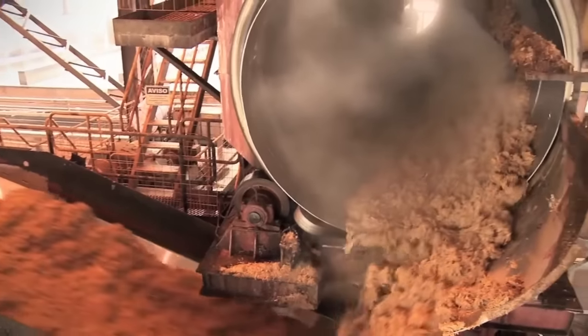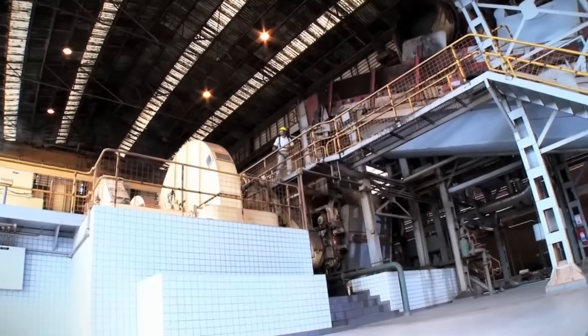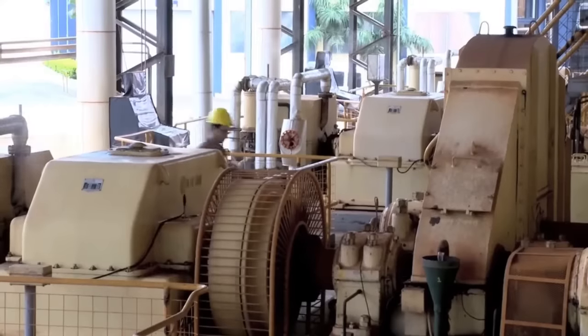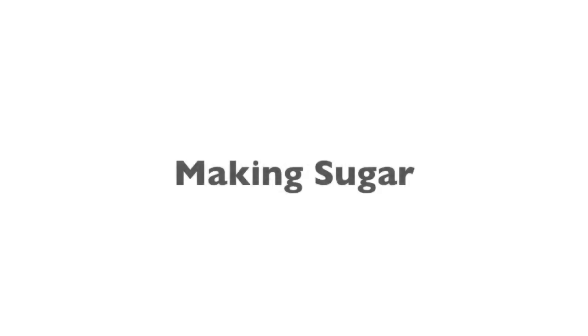After the crush, either by rollers or a diffusion system, what's left of the cane stalk is known as bagasse, a fibrous residue that is burned in boilers to generate bioelectricity. The cane juice is used to produce sugar and ethanol. The projected cane crush for the 2010-2011 harvest in South Central Brazil is expected to reach 595 million tons.